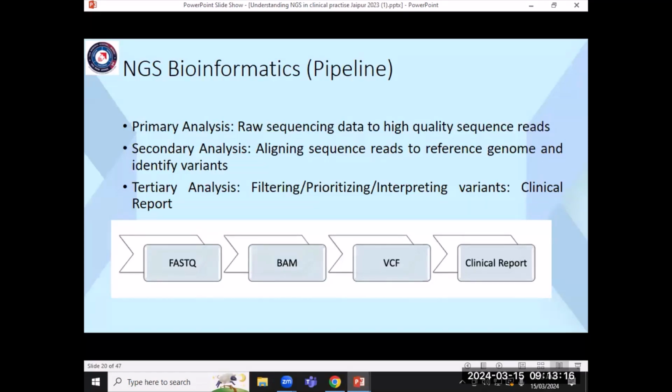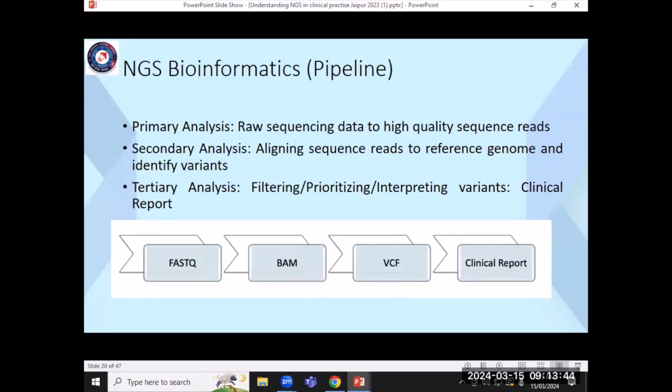So now you are coming to the bioinformatics or the pipeline. We are looking at the primary analysis. This is done on the system: raw sequencing data to high quality sequence reads. You must have seen those are all in the form of pictorial presentations, like those dots, right? Those dots need to be translated into what bases they are, which belongs to A, which belongs to B. So there is a huge amount of data that is just piled up, and the system is converting that data into reads.